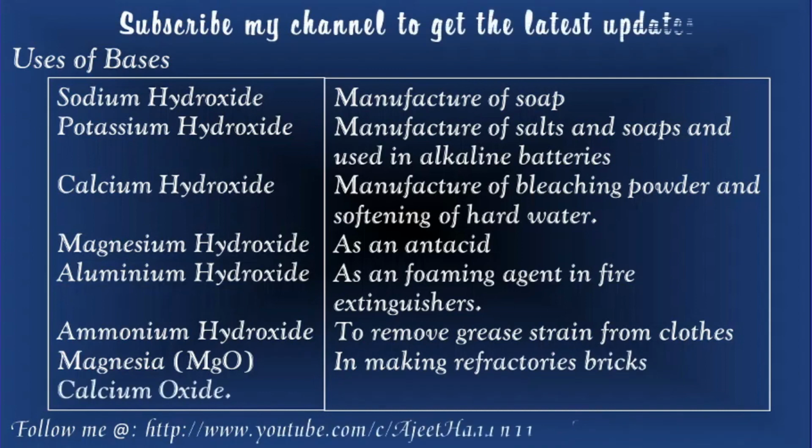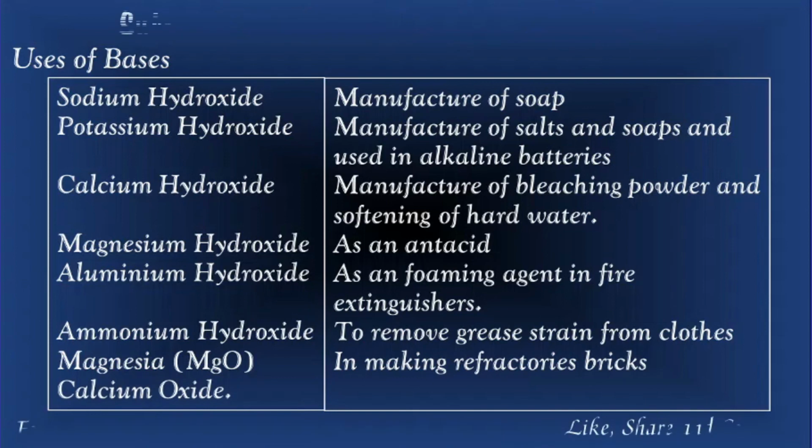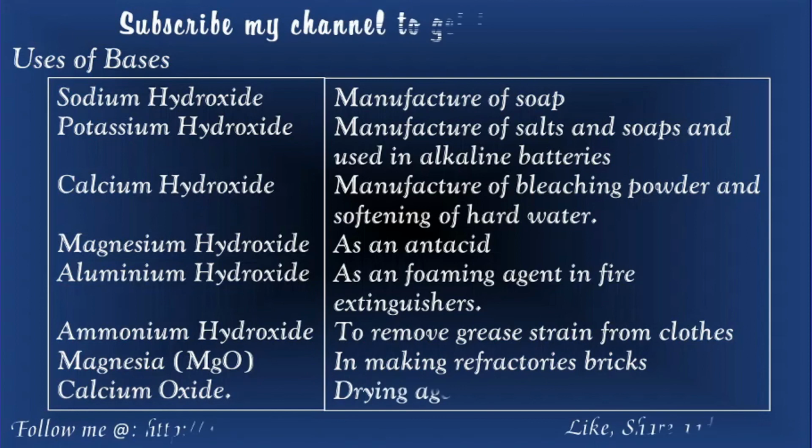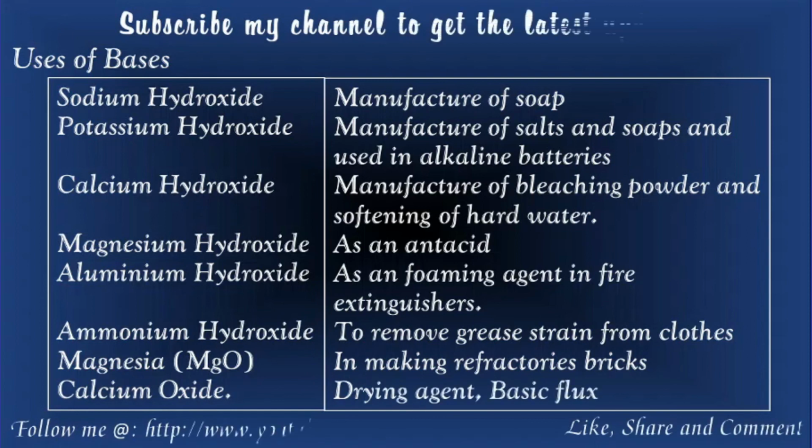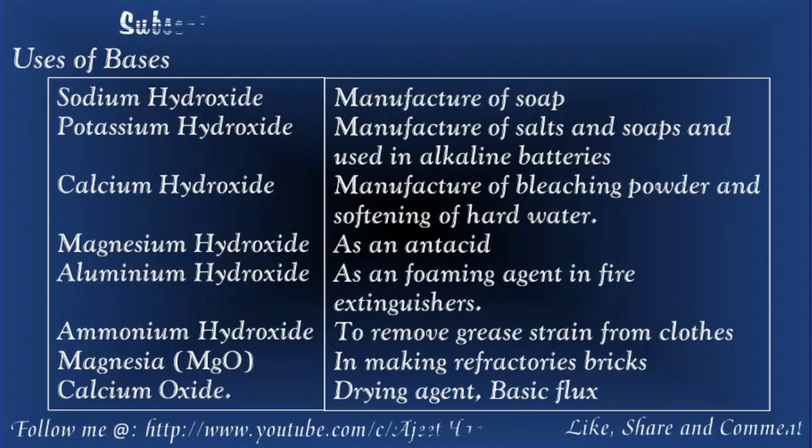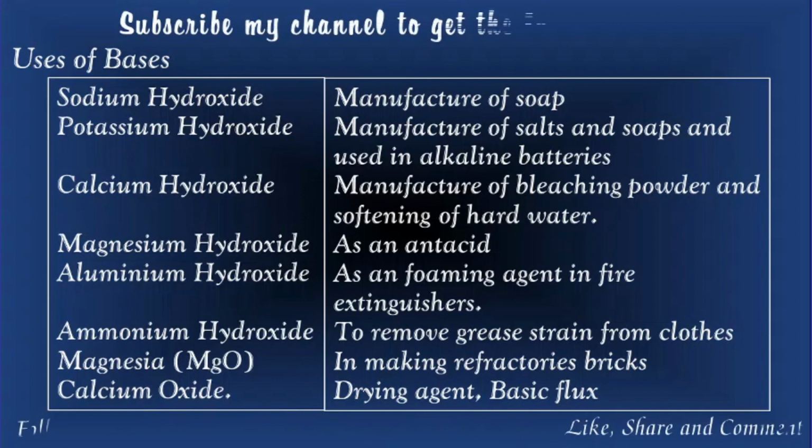Finally, calcium oxide, CaO, which is also known as quicklime. Quicklime is used as a drying agent in many chemical processes, and in the metallurgical industry it is used as a basic flux.